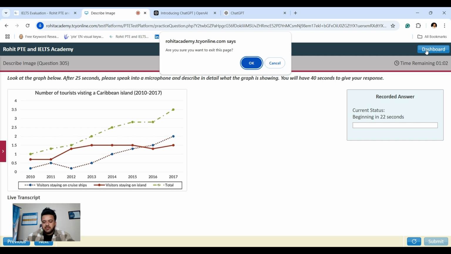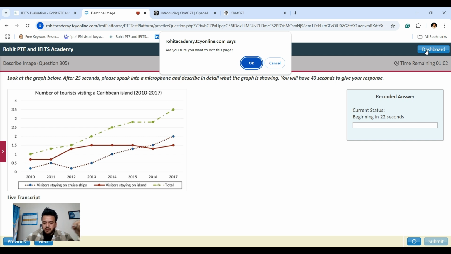Now as this is a line graph, so this line graph represents information about number of tourists visiting a Caribbean island 2010 to 2017. So that will be our title. In the first line, this line or whatever the image would be, image represents the information about number of tourists visiting a Caribbean island 2010 and 2017. So that will be our title.